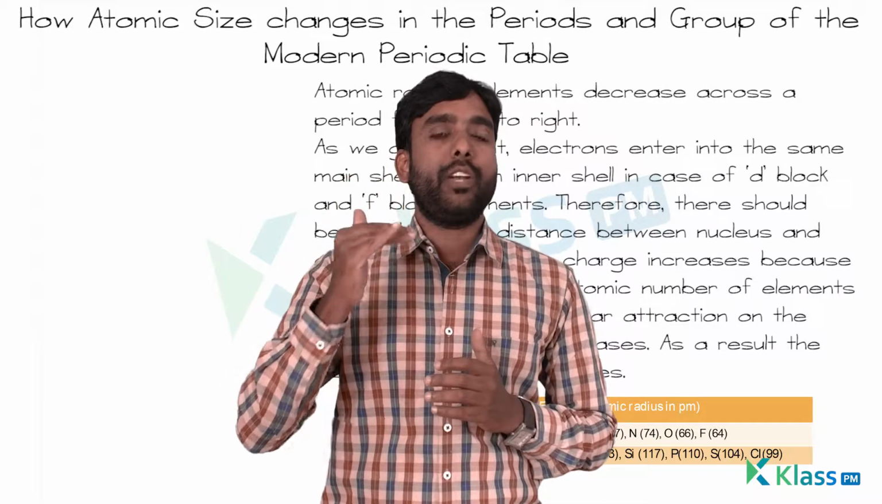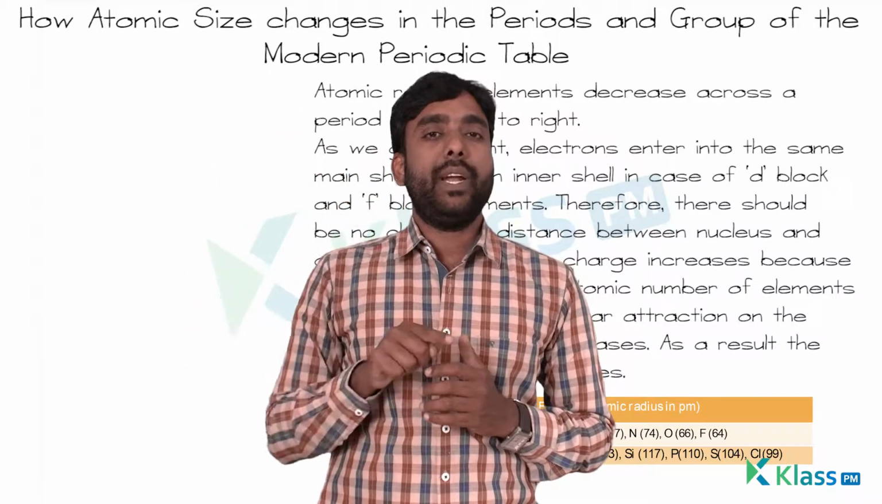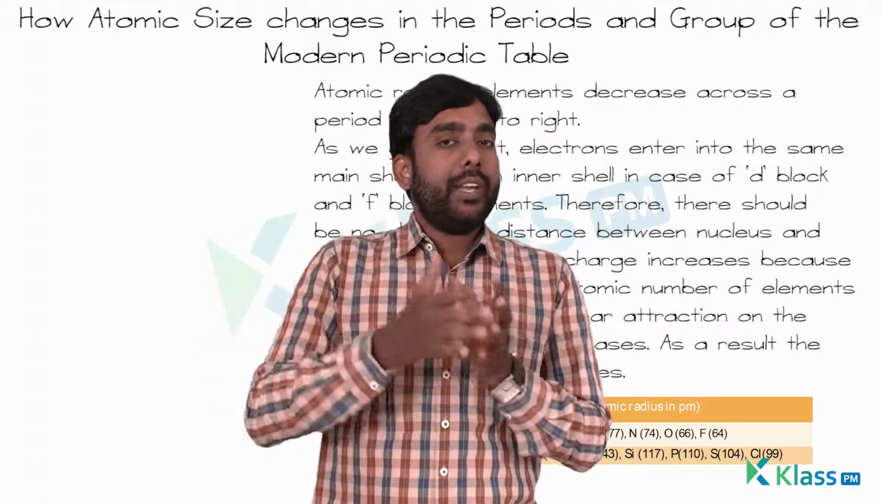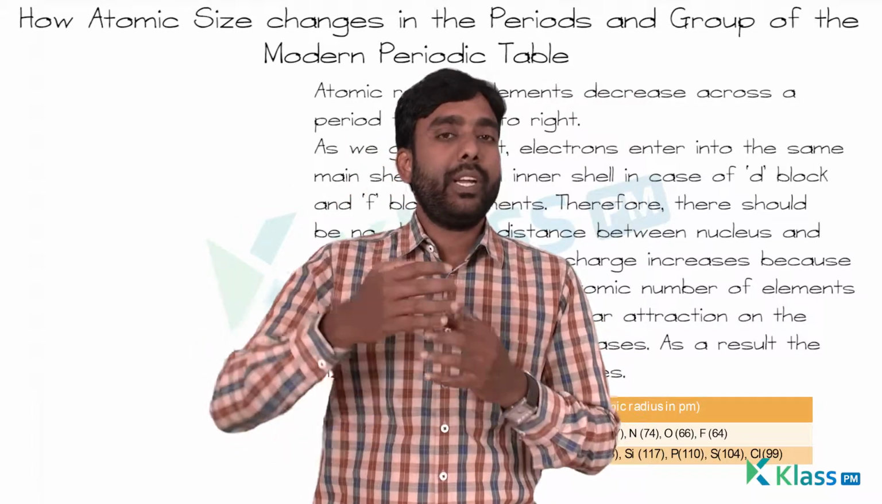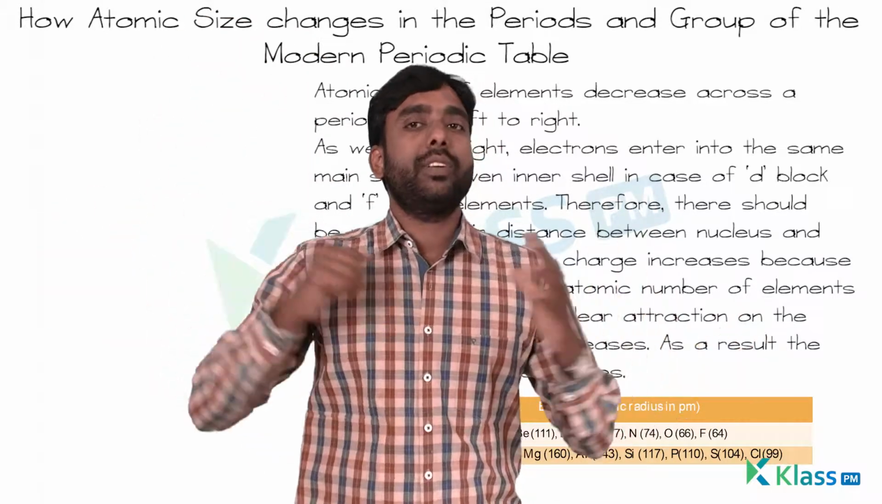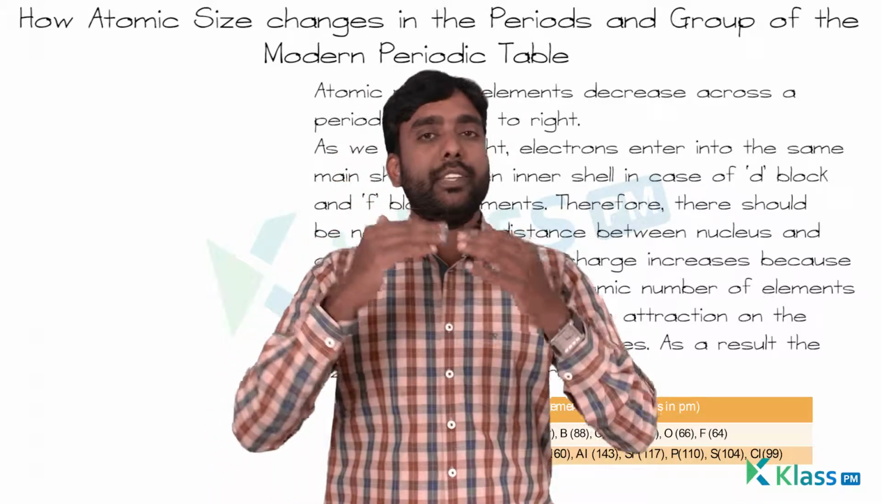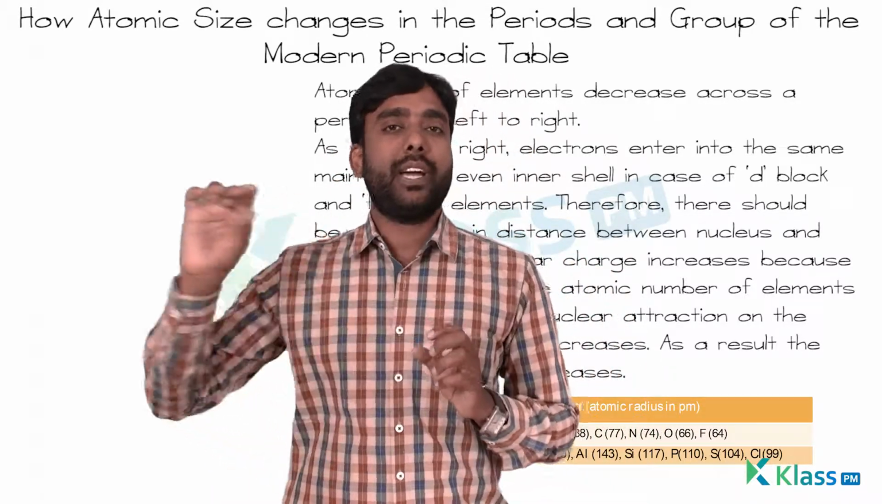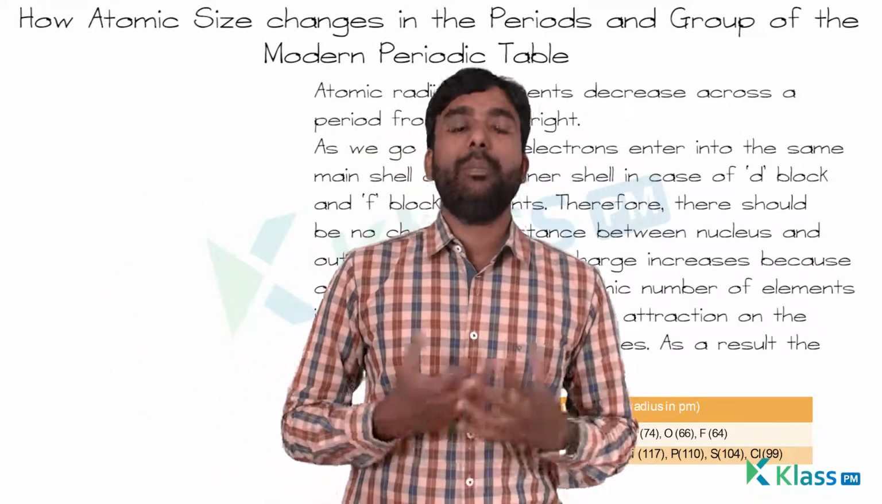K, L, M, N, O, P. So every element in that group has a new extra shell. Whenever an extra shell comes, what happens? You are going away from the nucleus, so atomic size increases. That's why in the groups atomic size increases, and in the periods atomic size decreases in the modern periodic table.